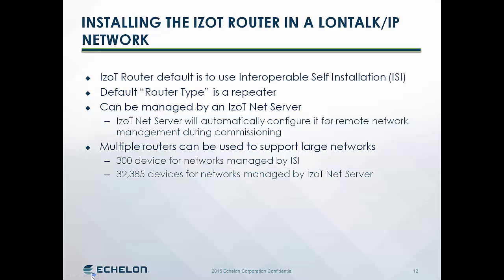When installing an IzoT router in a LonTalk IP network, the IzoT router default is to use interoperable self-installation. The default router type is a repeater. However, it can be managed by an IzoTNet server, and the IzoTNet server will automatically configure it for remote network management during the commissioning process. Multiple routers can be used to support large networks, up to 300 devices for networks managed by ISI, or 32,385 devices for networks managed by the IzoTNet server.